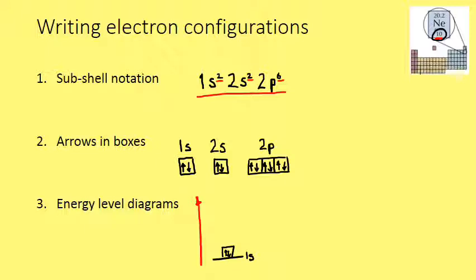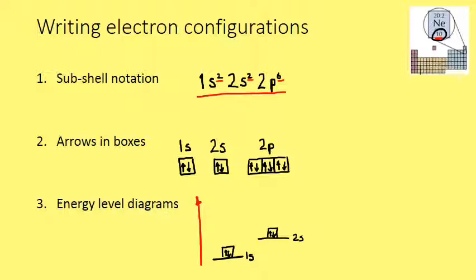Now the 2s orbital is of a higher energy level than the 1s orbital, so I'm going to draw it a bit higher up. I'm going to call that the 2s orbital. It's also just consisting of 1 orbital, and the 1 orbital has 2 electrons in it, so I draw them as opposing arrows just in the same way.